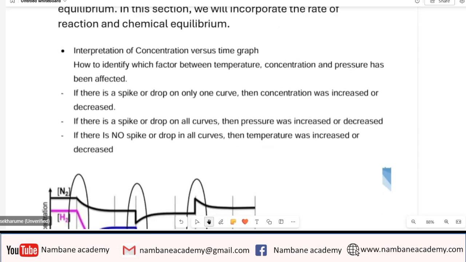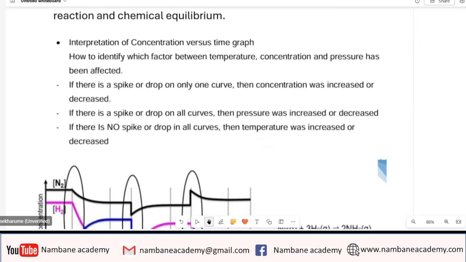If there is a spike or a drop on only one curve, then concentration was increased or decreased. Third, if there is a spike or a drop on all curves, then the pressure was increased or decreased. If there is no spike or drop in all curves, then you need to know that the temperature was increased or decreased.